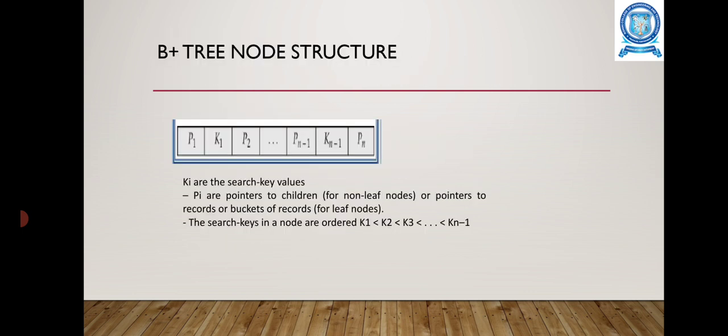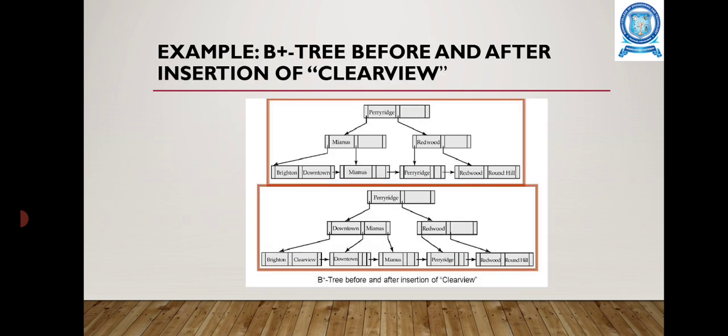Next is the B+ tree node structure. P1 and so on are the pointers, and K are the search key values. P are pointers to children, or pointers to records or buckets of records. The search keys in a node are ordered, K1 to Kn-1. If the last pointer is Pn, then the last search key value is Kn-1. This is an example.